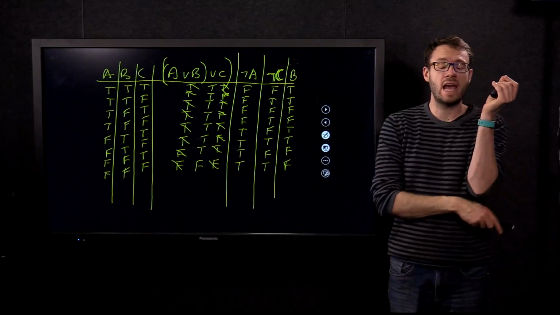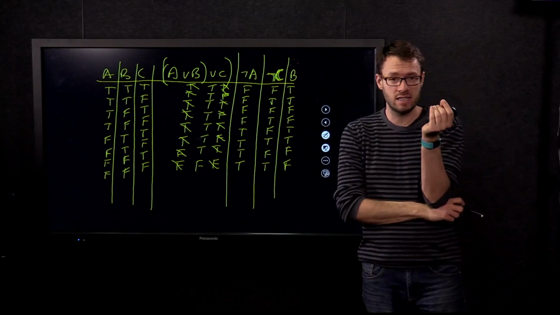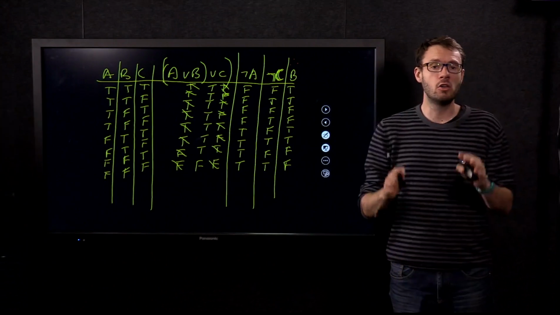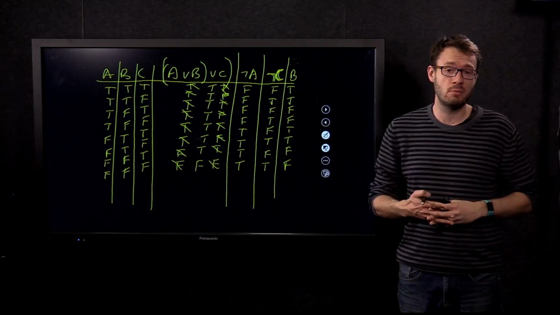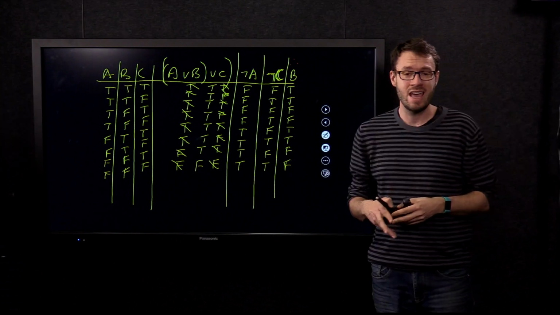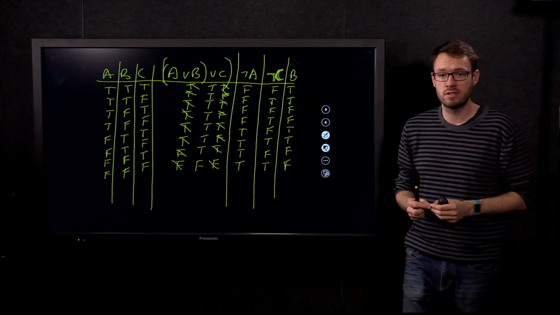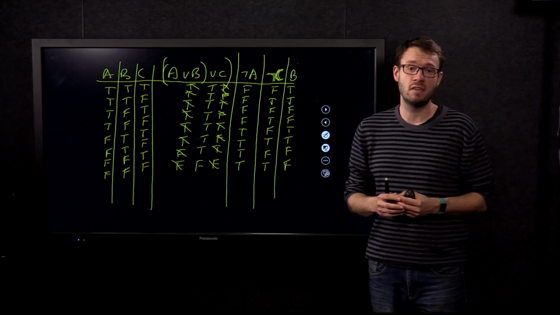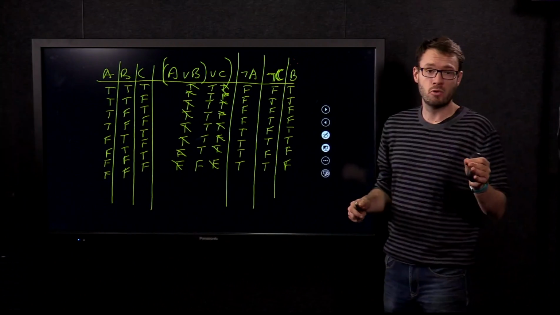Now, in order to work out whether or not the argument is valid in this case, we do exactly what we did in the 4-line truth table case. We look to see if there's any row in which the premises are true and the conclusion's false. If there is some such row, then the argument is invalid. If there's no such row, then the argument is valid. So let's go row by row.